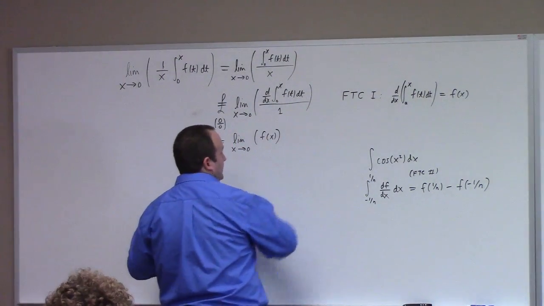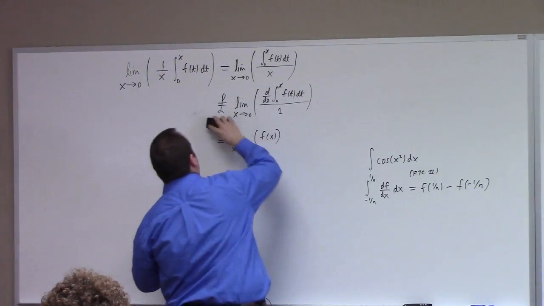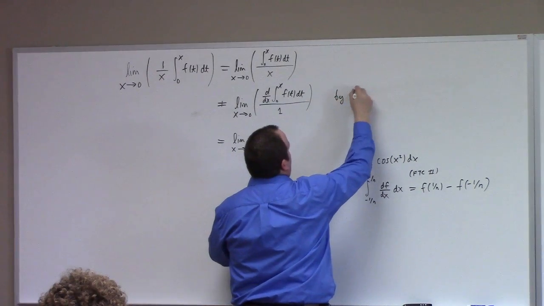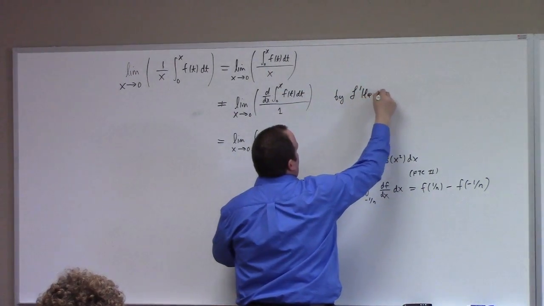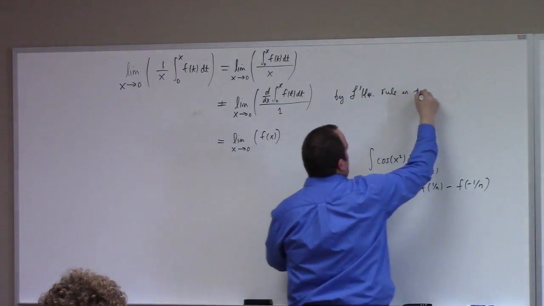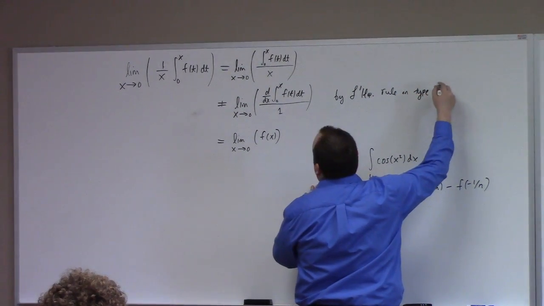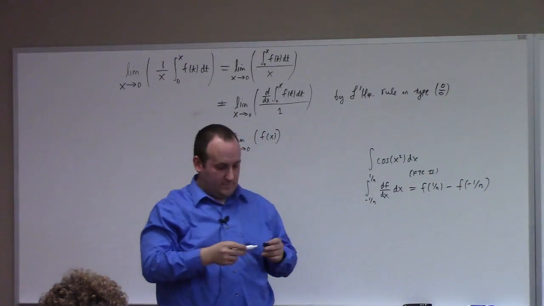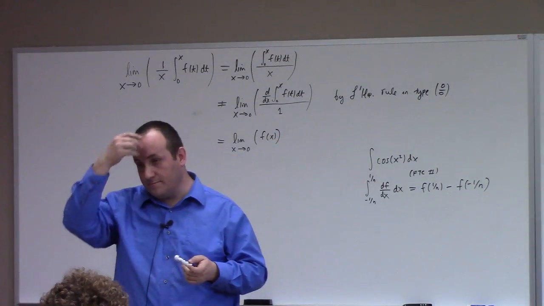Another way you could have expressed yourself here, of course, is by L'Hopital's rule on type 0 over 0. And that's what you'll see in textbooks a lot of the time. But it has to be indicated somewhere.